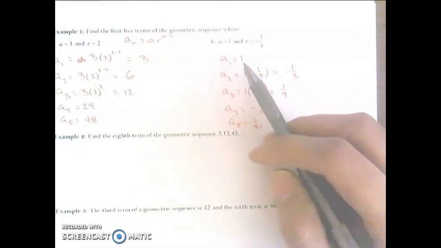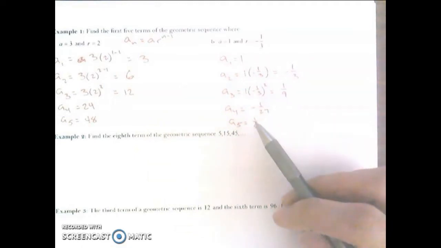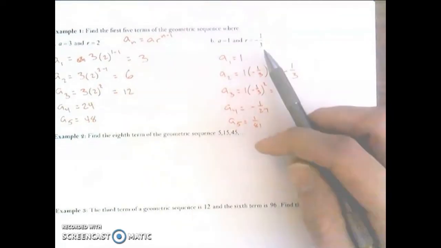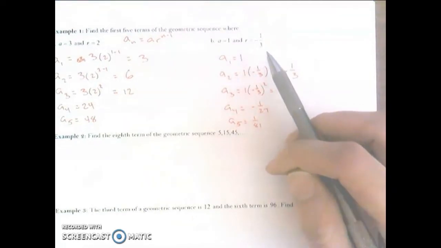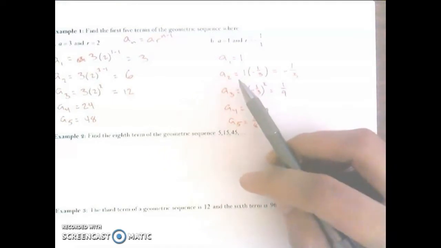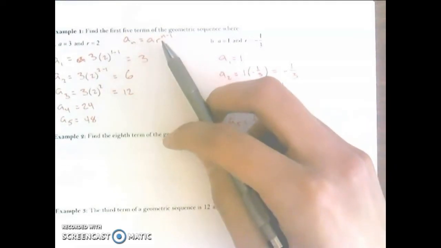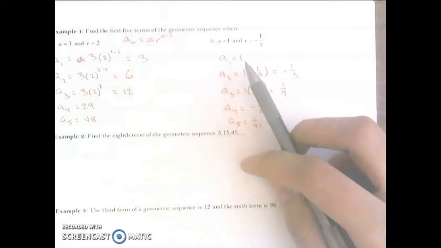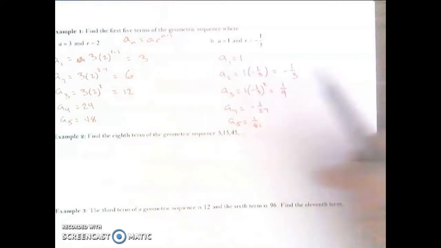Also, you may notice that every successive term flips from positive to negative, and from negative to positive to negative, and so on. We get this from a negative r, right? Because it's r to the n minus 1, for every even exponent, it's going to be positive. For every odd exponent, it's going to be negative.